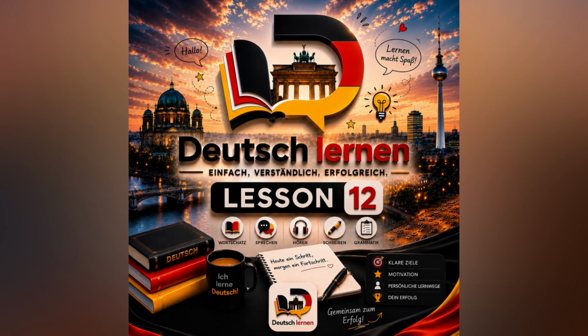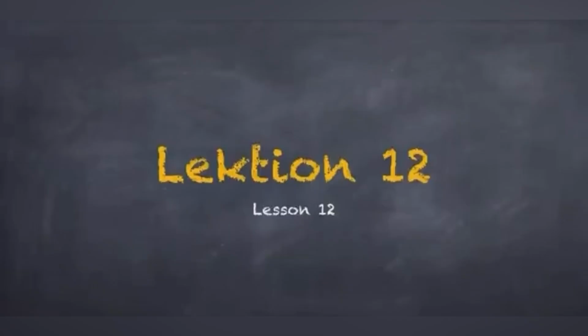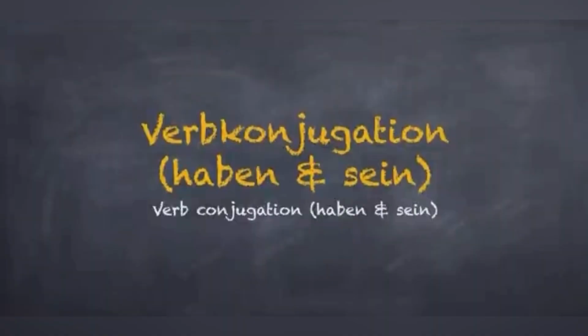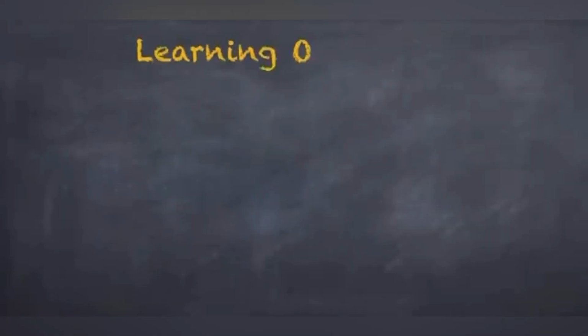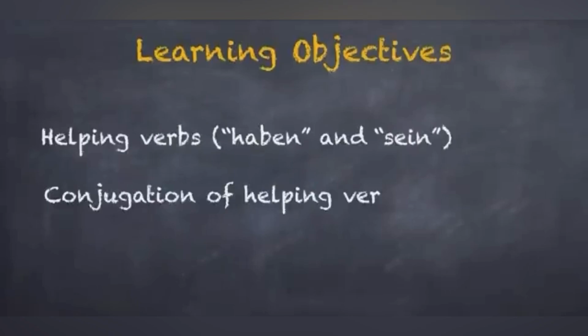In the last lesson you learned about the basic sentence structure. In this lesson we learn how to conjugate the two most important verbs, haben and sein. Once again, Lektion 12: Verbkonjugation haben und sein. At the end, we will do a small exercise.